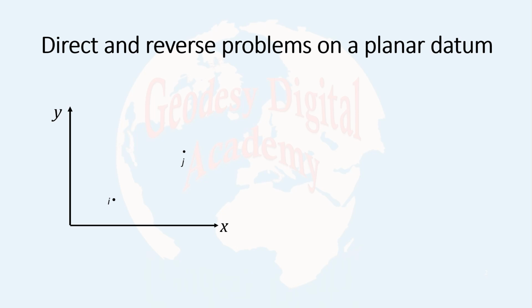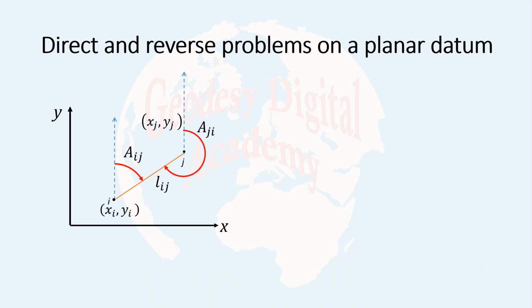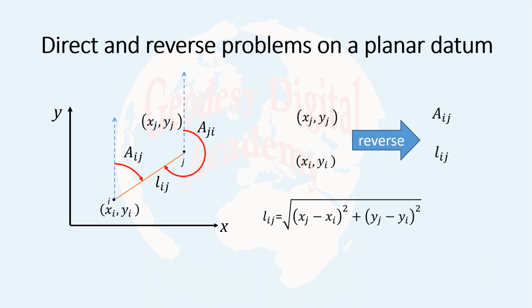Now consider two points in the same coordinate system. This time we have the coordinates of the points, and they are known. And if we have these two lines or two directions to the north, the goal is to determine the horizontal distance between the points as well as their azimuth, the direct azimuth and reverse azimuth. So the problem is that we have the coordinates of the points, and in a reverse problem, we want to determine the azimuth and the distance between them.